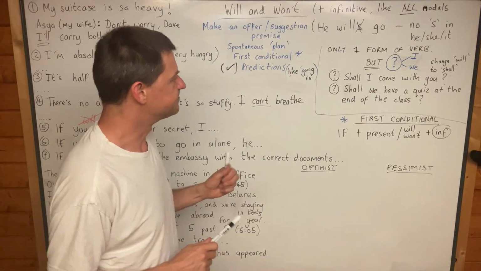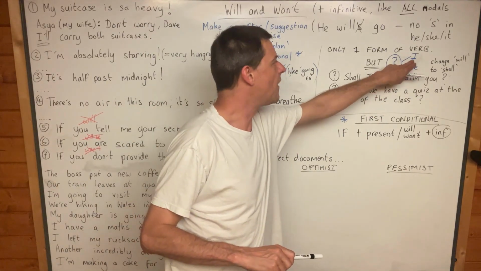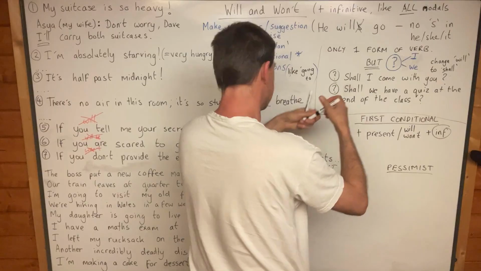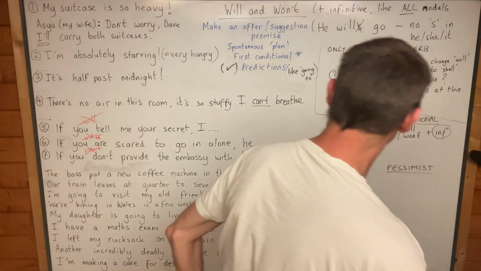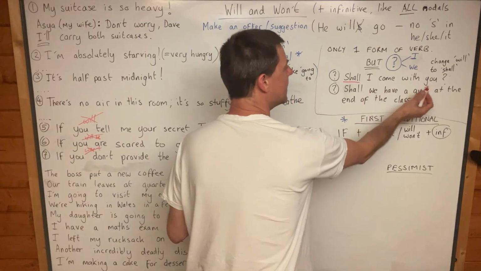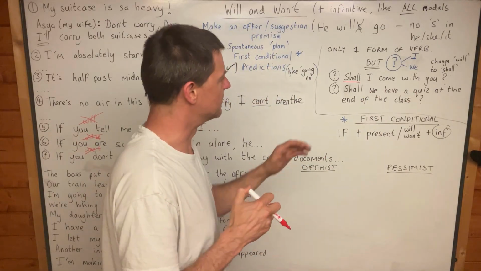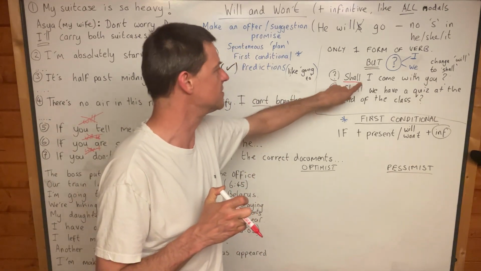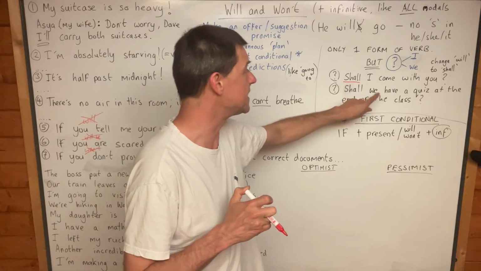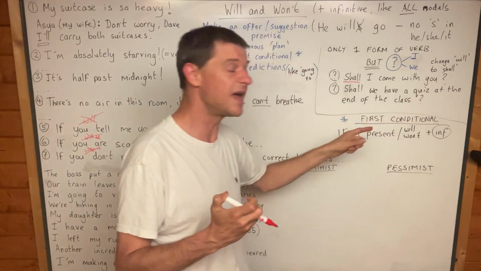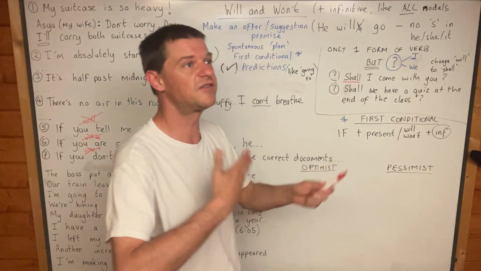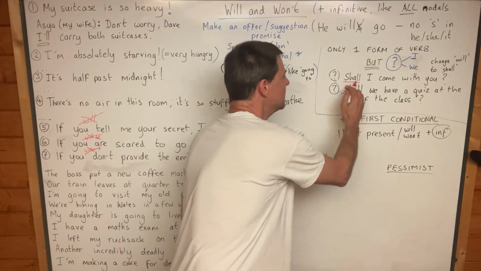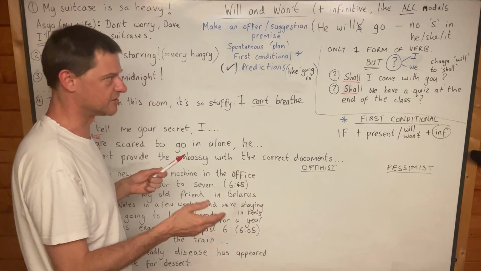But with questions, with I and we, we don't usually use will or won't. We use shall instead. Let me just quickly highlight that. Here it is. Shall I come with you? And not will I come with you. We usually say shall if it's a question with I, or if it's a question with we. Shall we have a quiz at the end of the class? Yeah, to revise, to repeat will and won't. So shall I and shall we for questions.